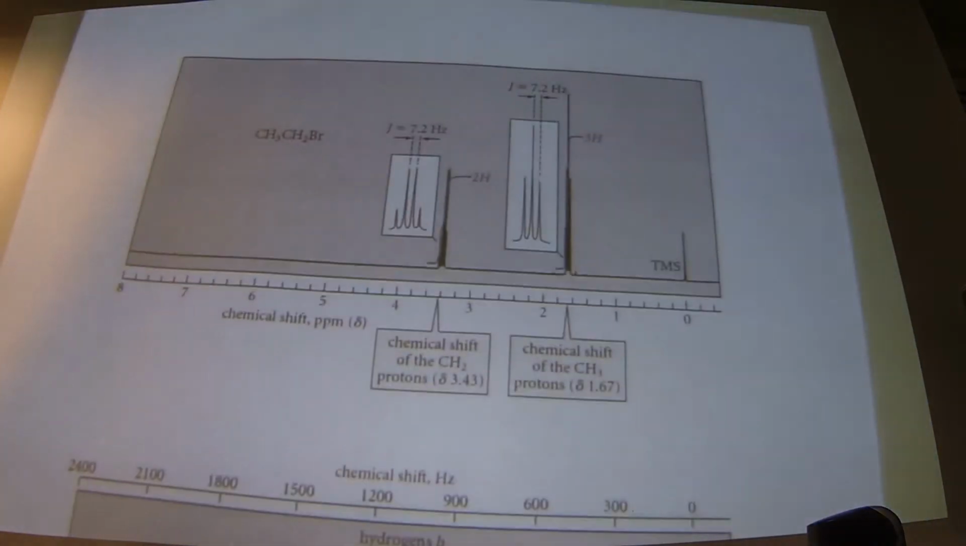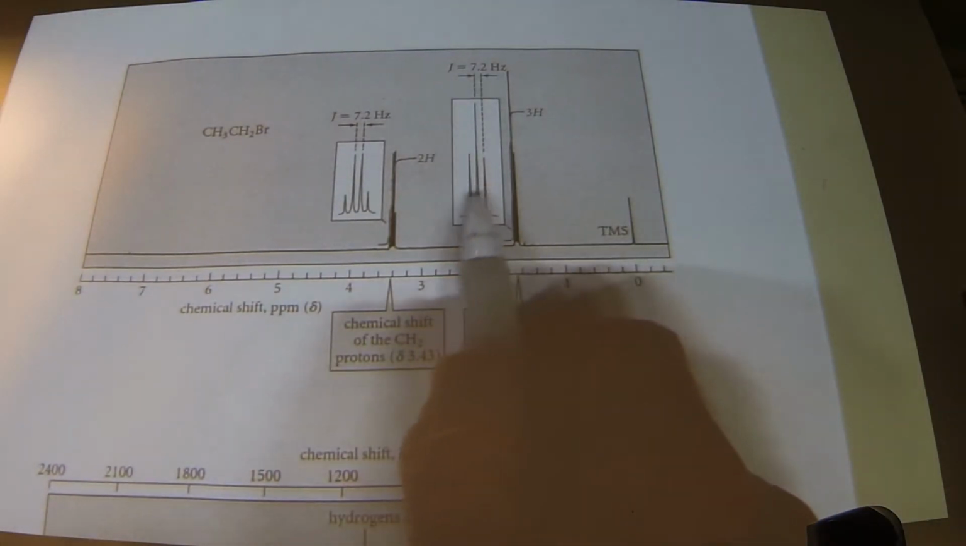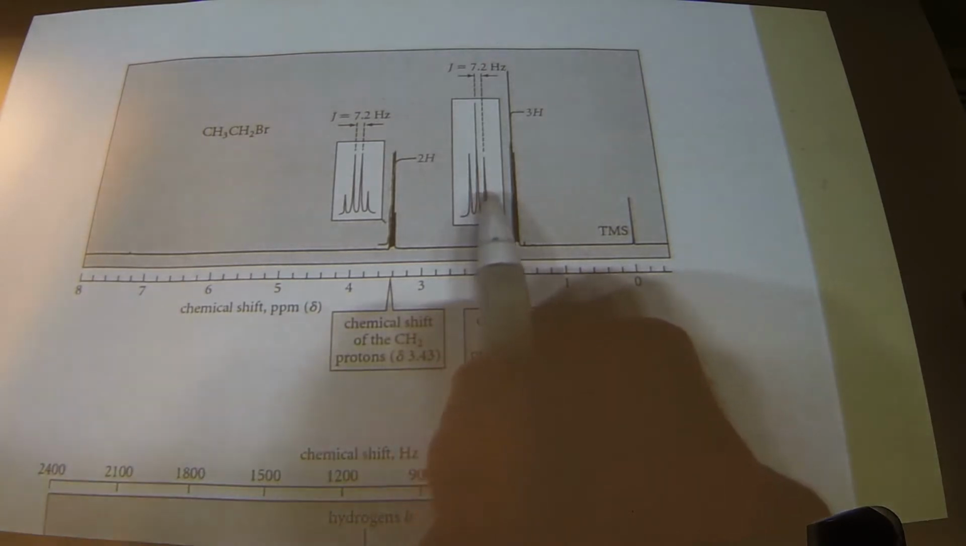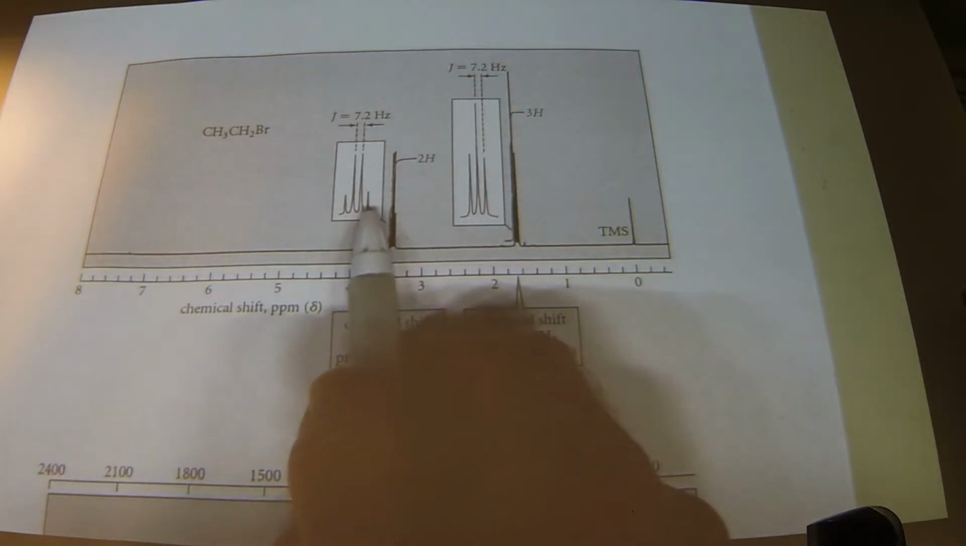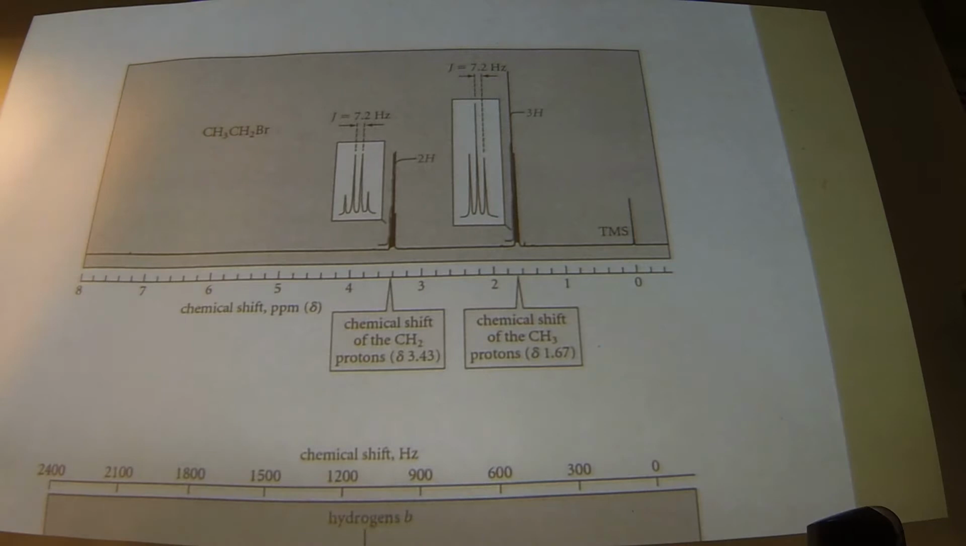Okay, now one thing that I didn't point out to you, but that I'm going to point out right now, is that if you measure the distance between any 2 neighboring peaks in this triplet, or any 2 neighboring peaks in this quartet, you'll find that the spacing is identical. And in this case, it's 7.2 hertz. Okay, so that spacing between the two peaks of 7.2 hertz is known as the coupling constant. And that will allow you to tell if two peaks are coupled.